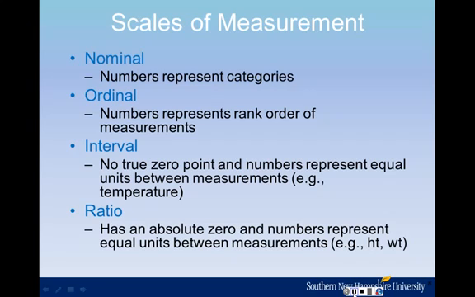Really, the most common scales of measurement are interval and ratio. These are continuous numbers. They typically have decimal places with them. The only difference between interval and ratio is the presence of a true 0 point. And so an interval scale of measurement, a nice example of this is temperature. There is no true 0 point, meaning that a temperature of 0 outside doesn't mean the absence of temperature.